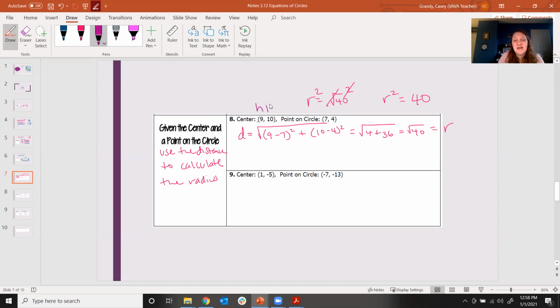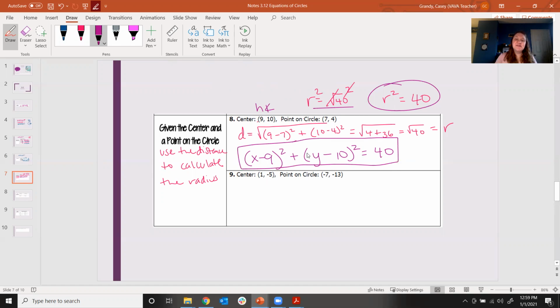So now I have h and k, that's my center. I have my r squared. So we can say x minus 9 squared plus y minus 10 squared equals r squared. If I had simplified this, then I would have had to square it and it would have been a little bit more work that I don't really need to do. So here's my final answer.